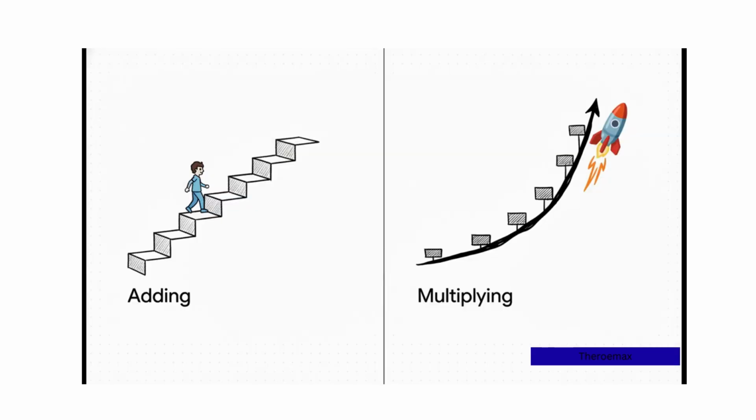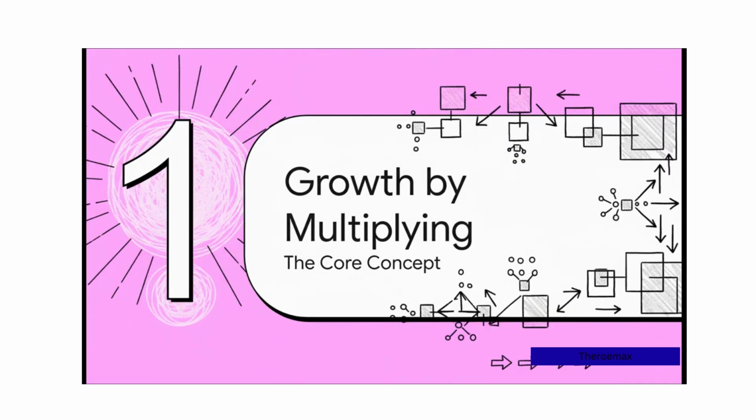Okay, so look at these two types of growth. On the left, you've got this steady, predictable adding pattern. 1, 2, 3, 4. It's like taking one step at a time. But then you look at the right. Whoa, that's the power of multiplying. It starts out slow, but then it just takes off like a rocket ship. That explosive pattern is exactly what we're going to unpack. So let's get a closer look at what's really going on here, this idea of growth by multiplying.